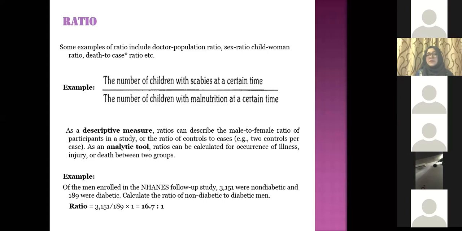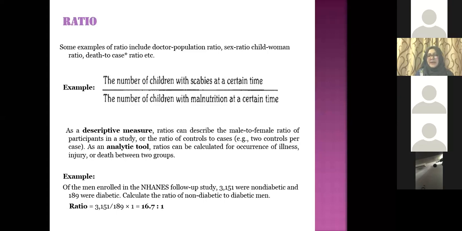Another example: of men enrolled in a follow-up study, there are 3,151 men who were non-diabetic and 189 men who were diabetic. We have to calculate the ratio of non-diabetic to diabetic men. So over here you see they have already defined their numerator and denominator.